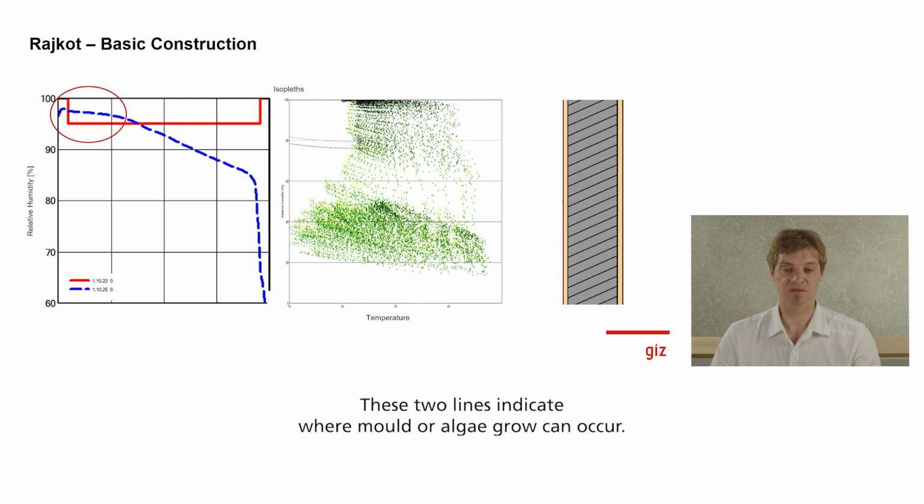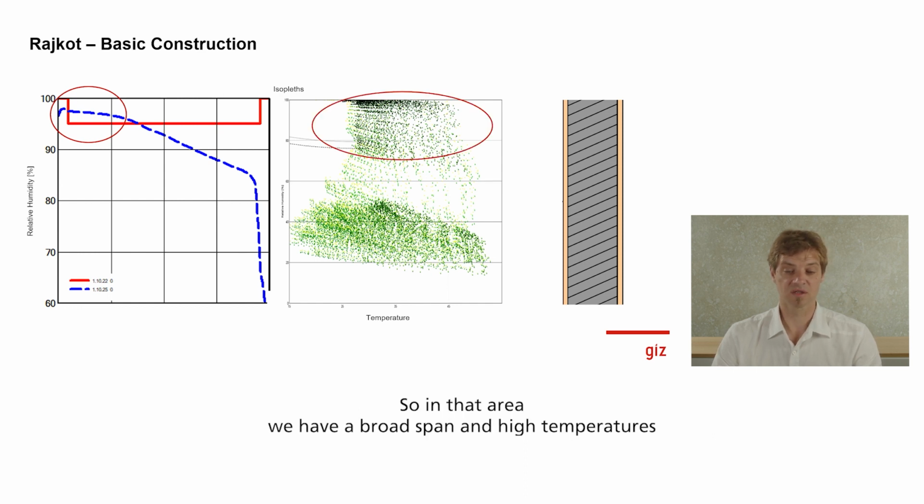These two lines indicate where mold or algae growth can occur. So in that area we have a broad span, and high temperatures and high humidity, where we have the possibility of growth on the outside. So this is the basic construction.